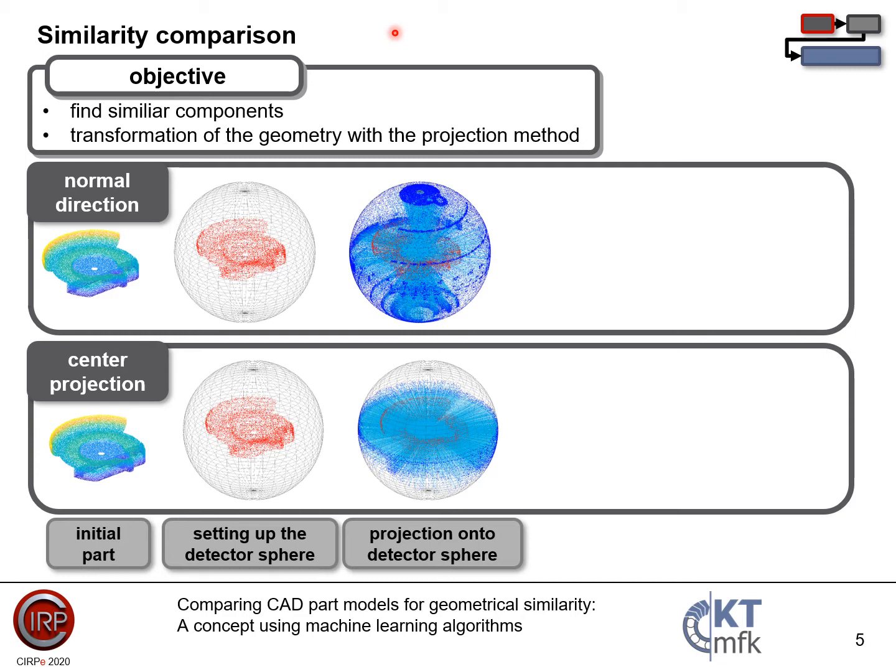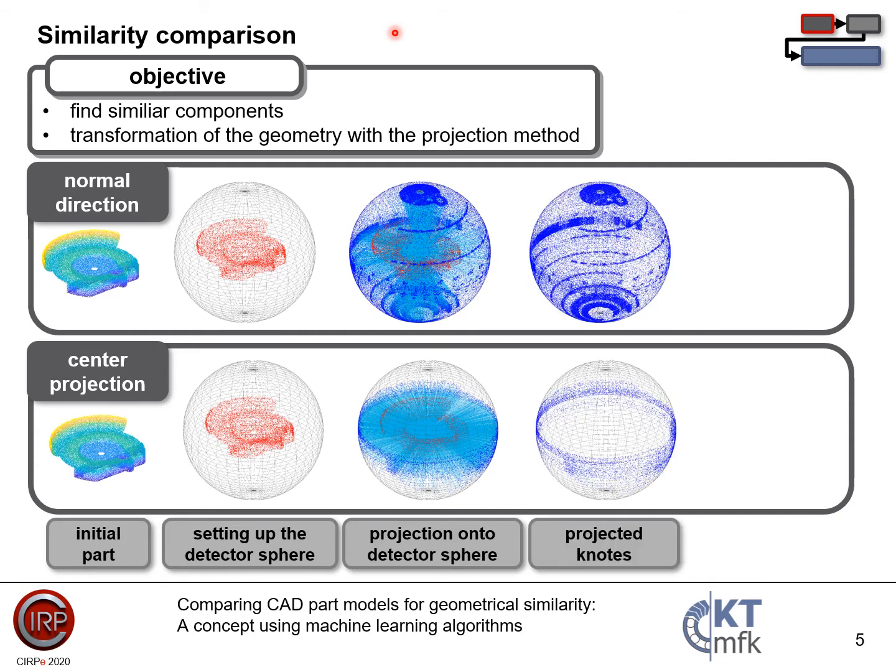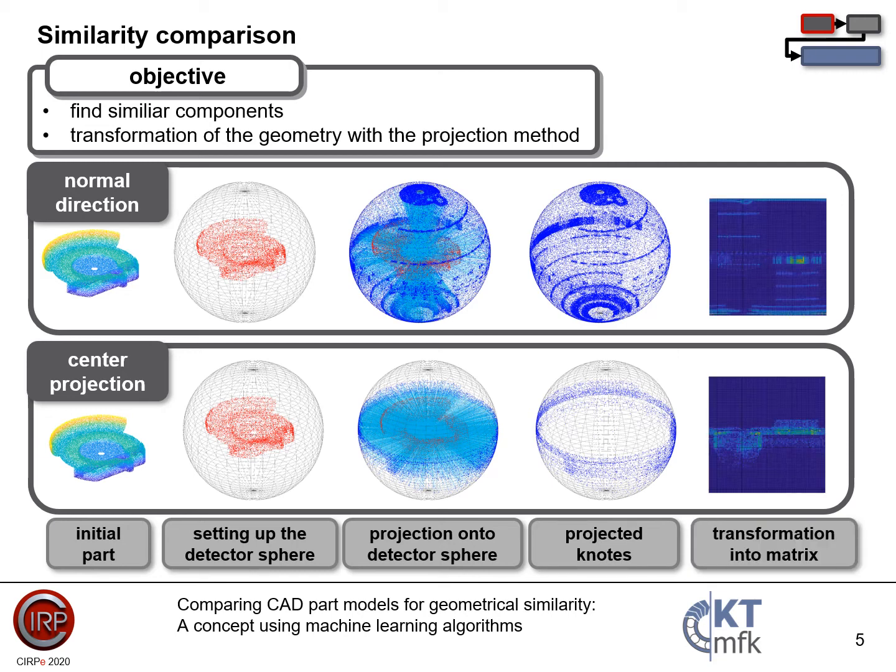And now, every pixel of the detector sphere counts the intersections from the projected lines, and this is now shown on the next pictures. So here the difference can be seen very clearly for the normal direction and for the center projection. The general detector sphere looks very different. And now the next step is the transformation into a matrix. This is similar to transforming a globe to a map.